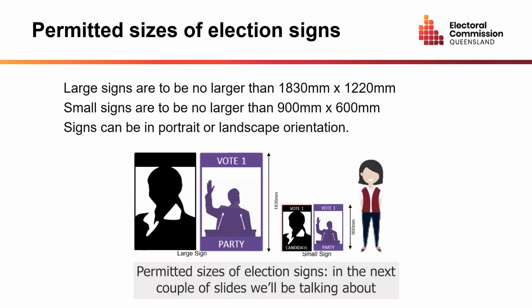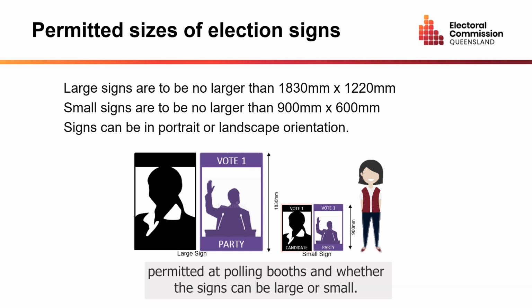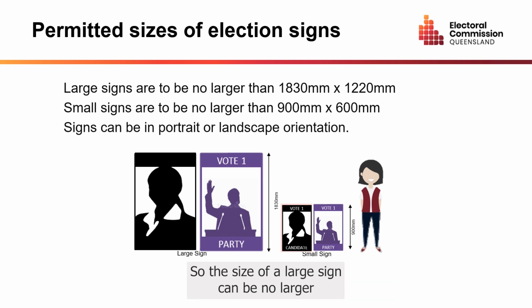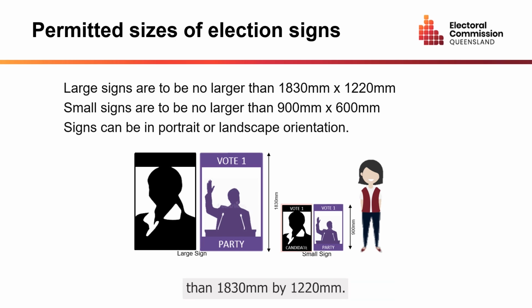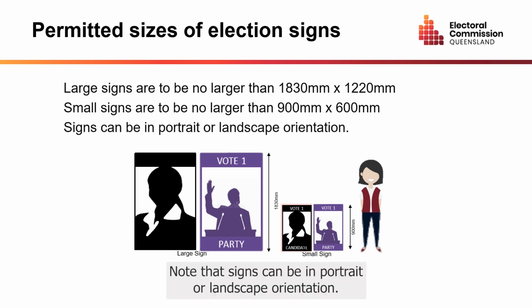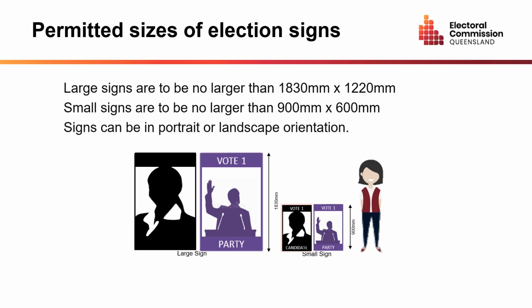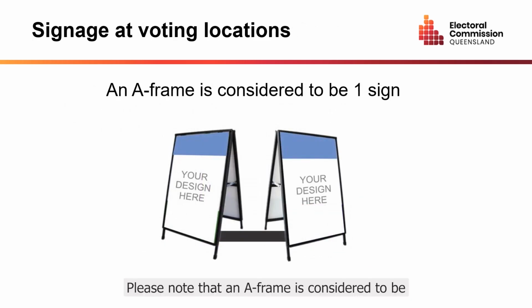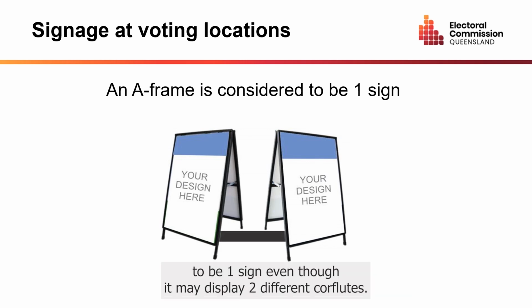Permitted sizes of election signs. In the next couple of slides, we'll be talking about the number of signs permitted at polling booths and whether the signs can be large or small. The size of a large sign can be no larger than 1,830 millimetres by 1,220 millimetres. Small signs are to be no larger than 900 millimetres by 600 millimetres. Note that signs can be in portrait or landscape orientation. Please note that an A-frame is considered to be one sign, even though it may display 2 different corflutes.